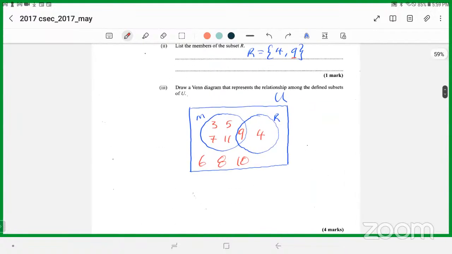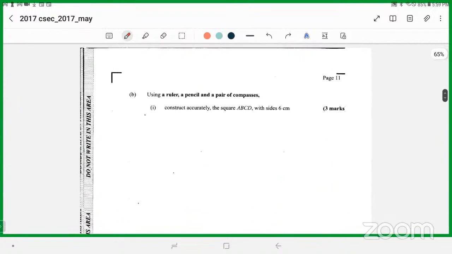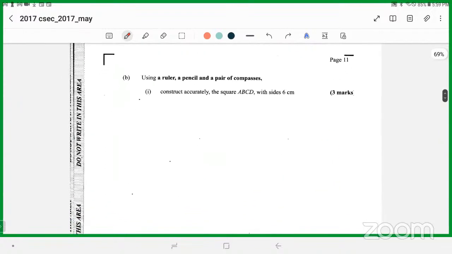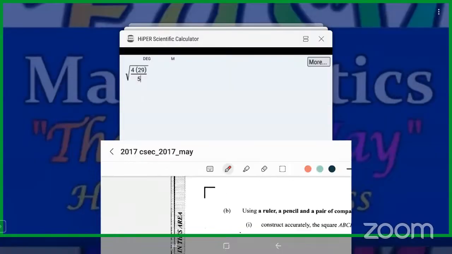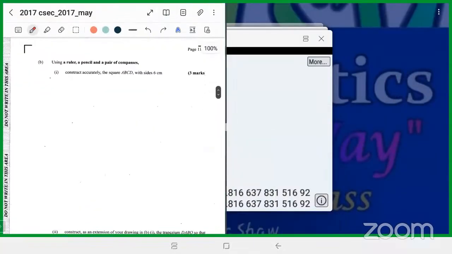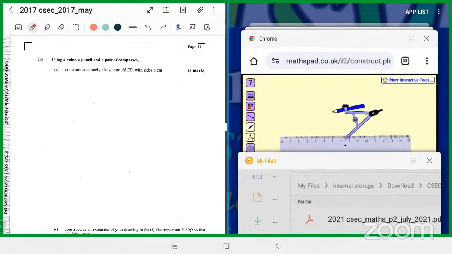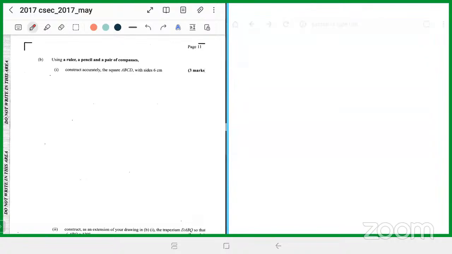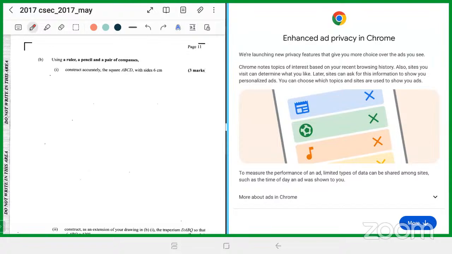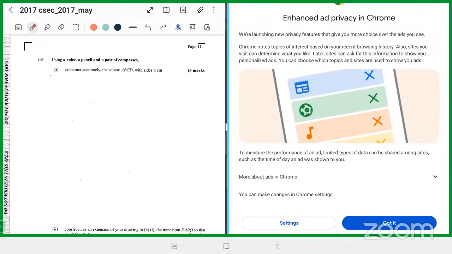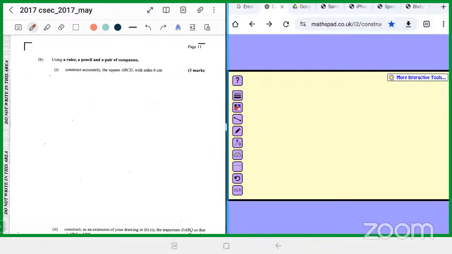Okay. Next question. This one wants us to construct a square of side 6 centimeters. I'm going to use the construction app to do it. Right here. All right, let's do this.